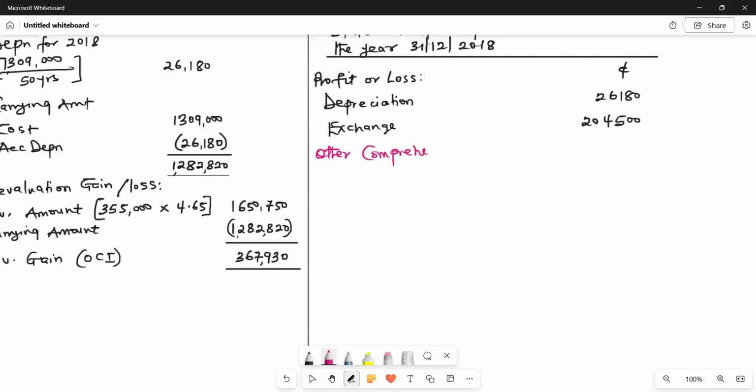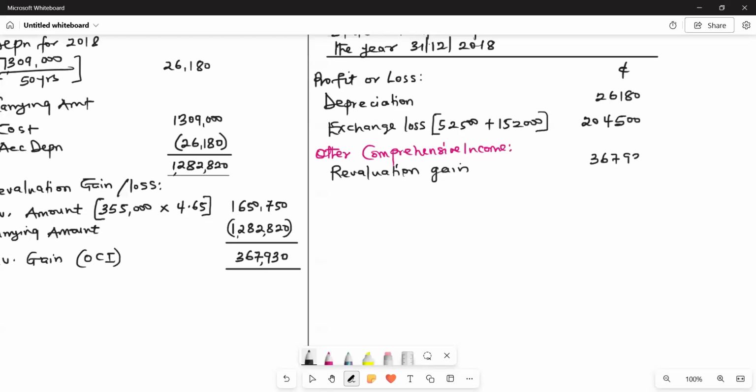Where is the exchange loss of 205 coming from? We added 52,500 plus the 152,000. Correct. In fact, I should have shown workings. That's the right thing to do. Revaluation gain, 367,930.